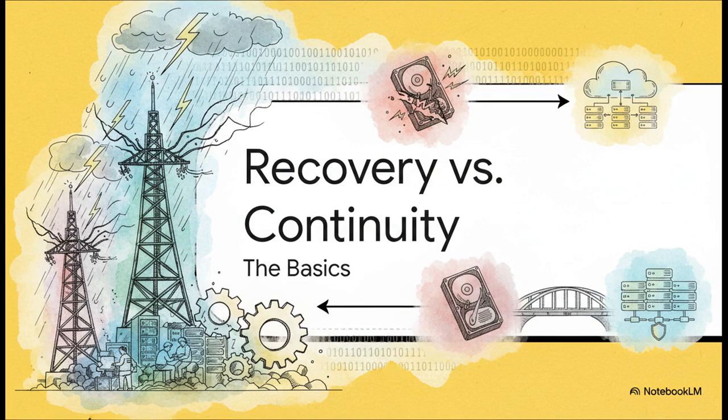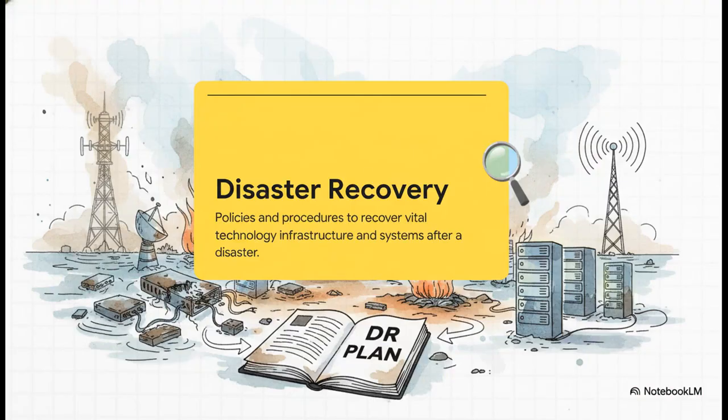We're going to start with a term that most people are probably already familiar with: disaster recovery. Think of disaster recovery as the emergency response after something is already broken. The flood has receded, the fire is out, the main server has crashed. Your DR plan is that playbook you grab to get your essential technology, your transmitters, your servers, all those core systems back up and running. It's reactive, and it's very tech-focused.